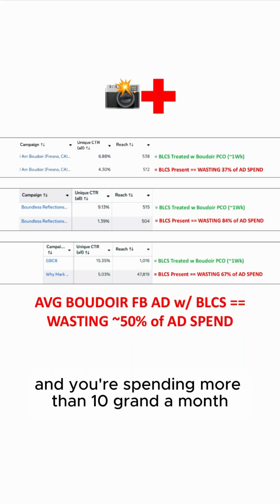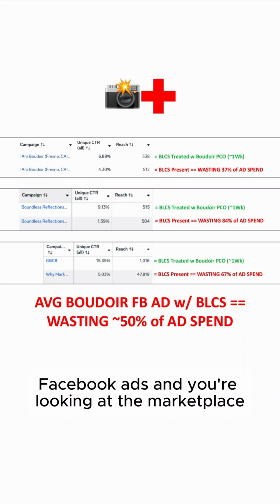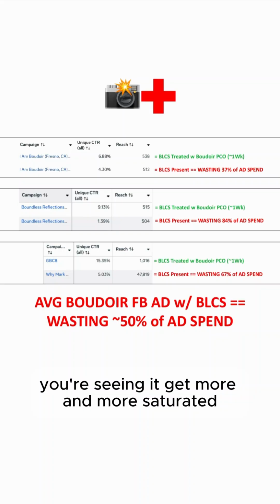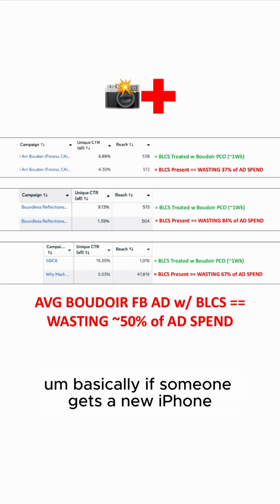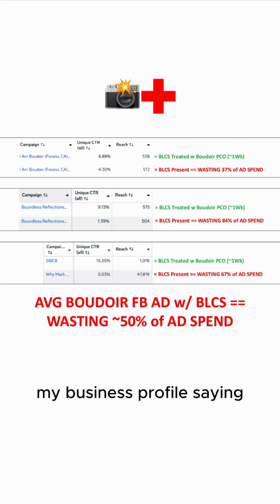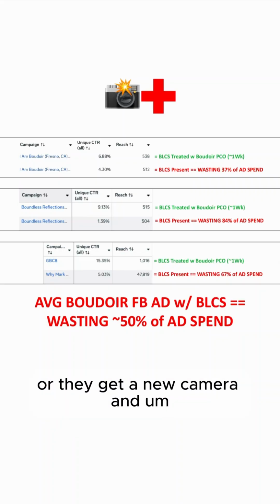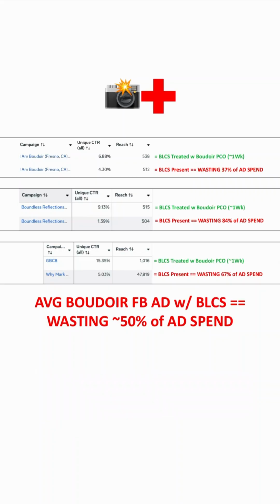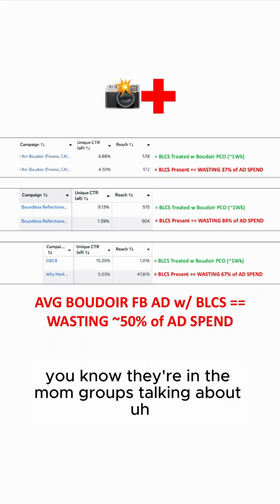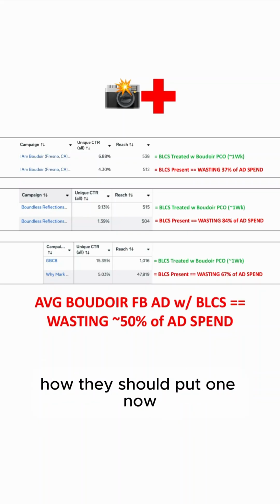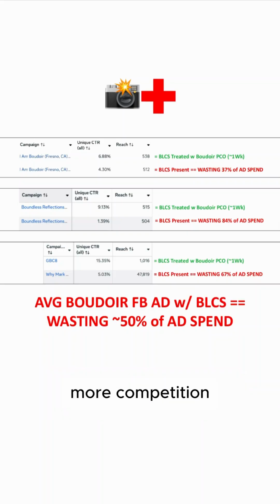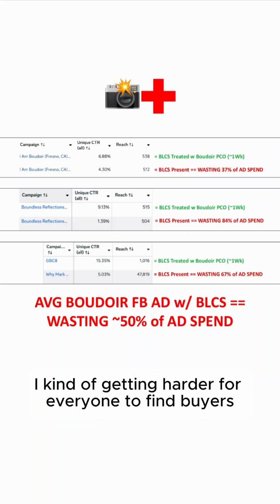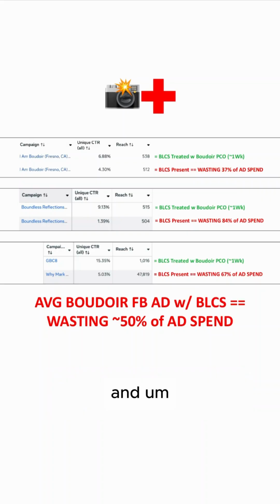and you're spending more than 10 grand a month in Boudoir Facebook ads, and you're looking at the marketplace, seeing it get more and more saturated in your city, more and more women. It seems like every day, if someone gets a new iPhone, they're throwing up a Google My Business profile saying they offer Boudoir photo shoots now, or they get a new camera, and they're in the mom groups talking about how they shoot Boudoir now. So more and more sellers, same number of buyers, more competition, kind of getting harder for everyone to find buyers.